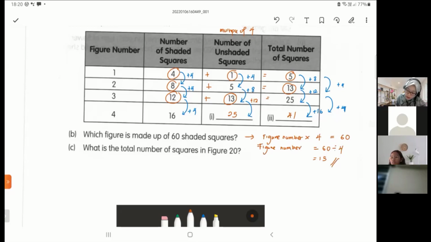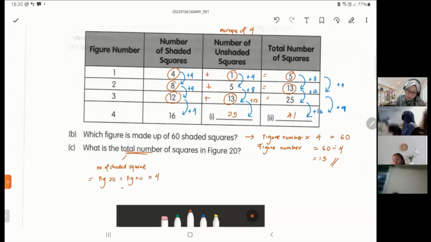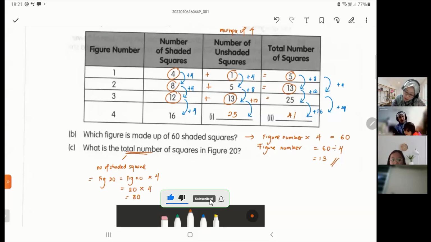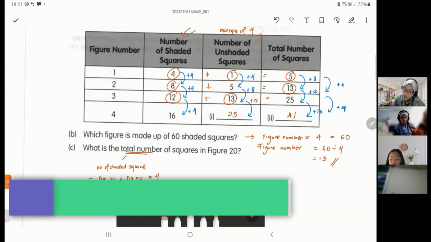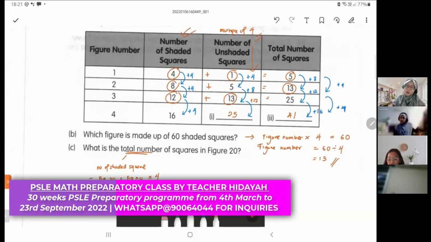Now for part C, what is the total number of squares in figure number 20? So total, not the shaded, not the unshaded, but the total. So we break it up to number of shaded squares first. For figure 20, figure number times 4 equals to 20 times 4, and this is 80. Remember, it's times table 4, right? For the shaded part here, it is in times table 4. This is multiple of 4. The addition is in multiple of 4.